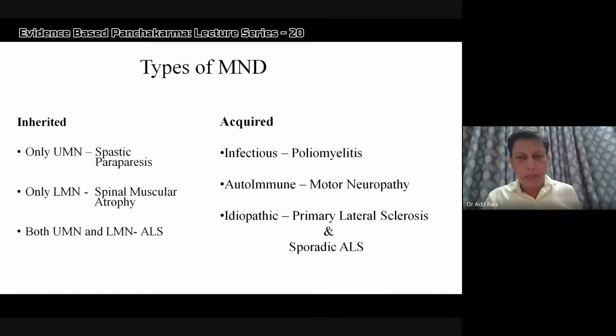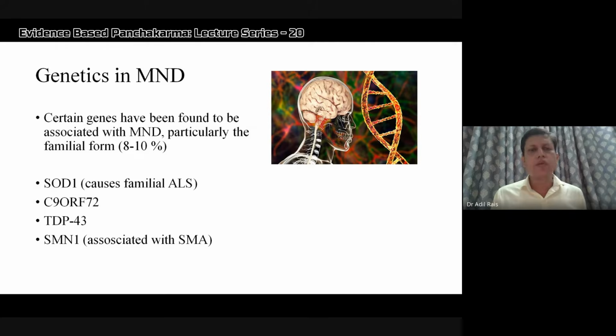The second one is motor neuropathy, and the most common type is sporadic ALS or irregular type of ALS, which is not inherited or non-familial. The inherited or familial variant of ALS generally varies from 5 to 10%. The rest of the variants of ALS are sporadic. There are certain genes which are involved in motor neuron disease, especially in the inherited variety. These genes are SOD1 and SMN1, which are related to ALS or spinal muscular atrophy. This is only responsible for 8 to 10% of amyotrophic lateral sclerosis. The rest of the types are not genetic.